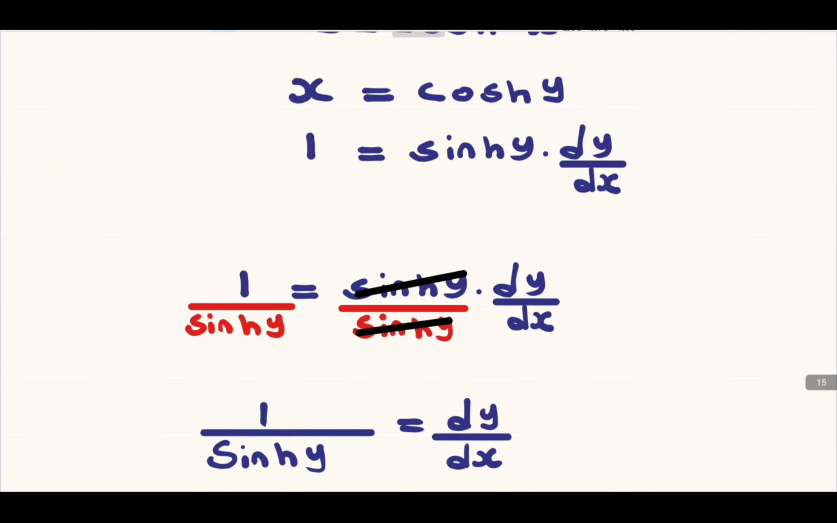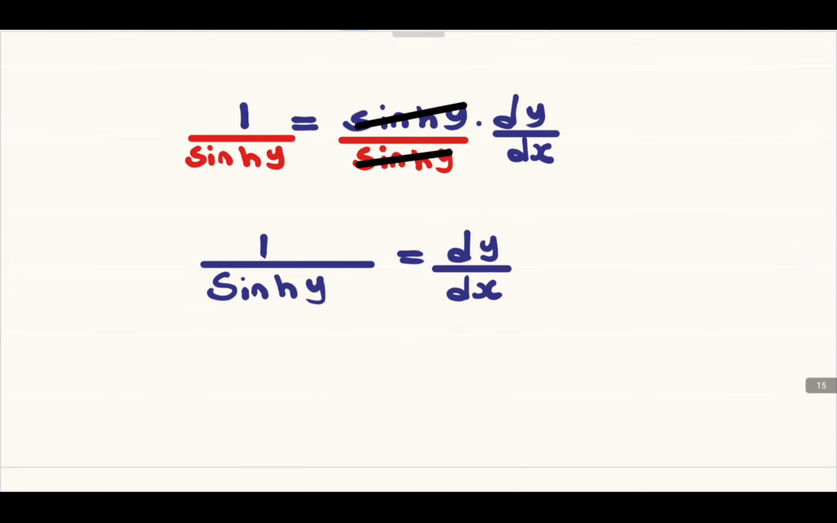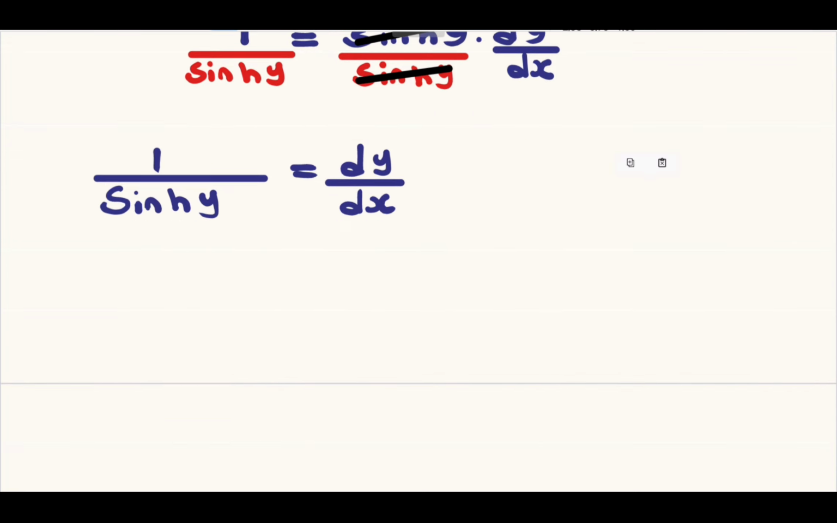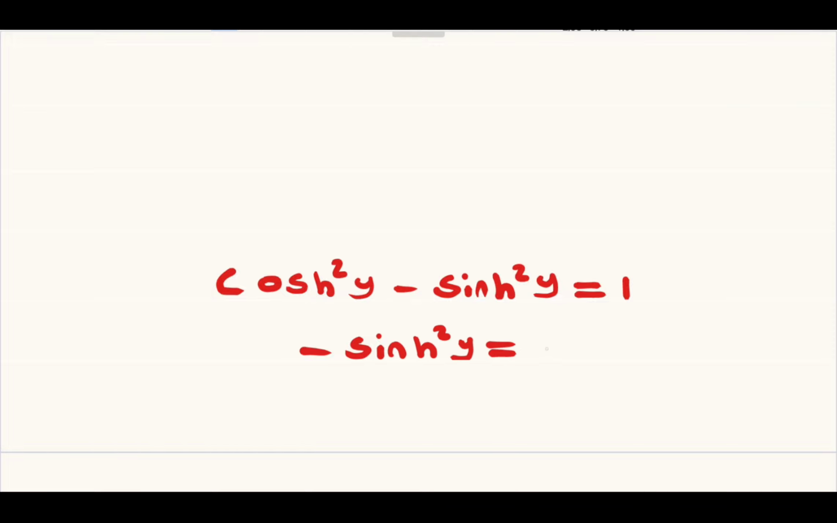Remember that we said that x is equal to cosh y. So let's copy and paste this, x is equal to cosh y, because you're going to need it later on. And remember the hyperbolic identity cosh squared y minus sinh squared y is equal to 1, and the negative sinh squared y will be equal to 1 minus cosh squared y.